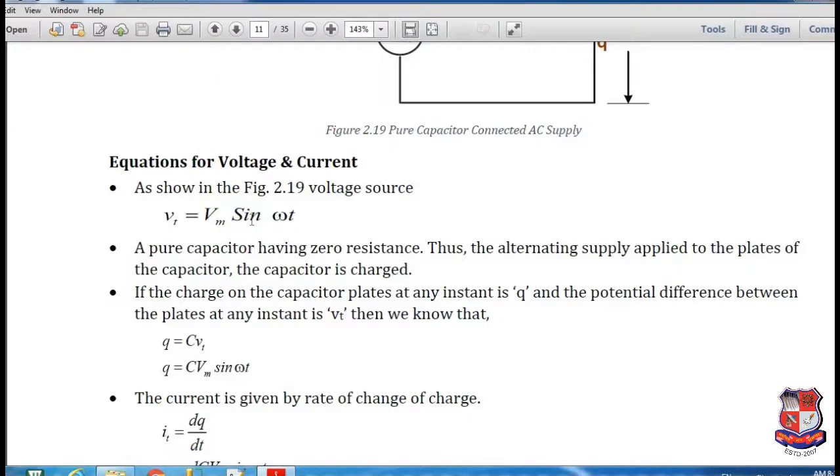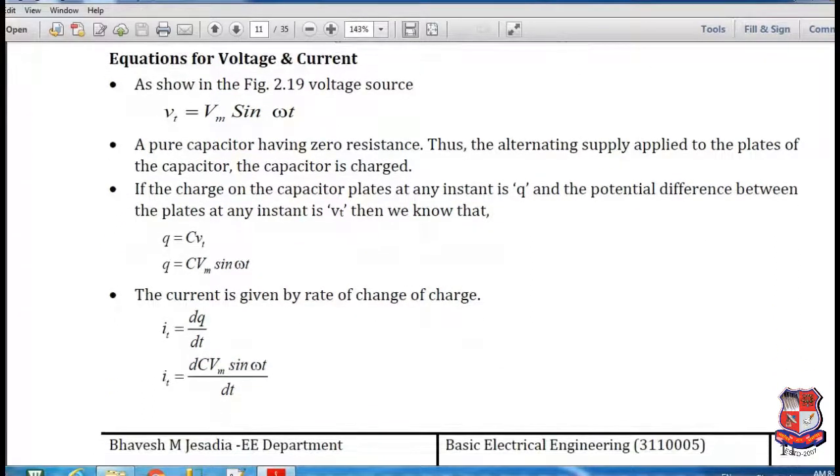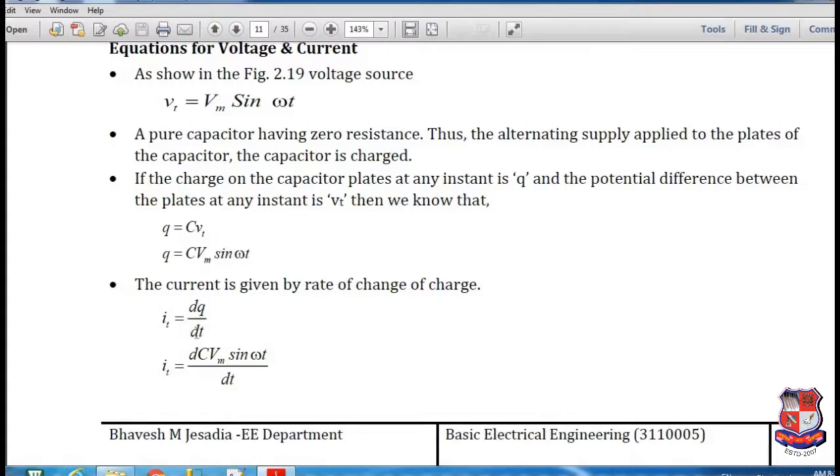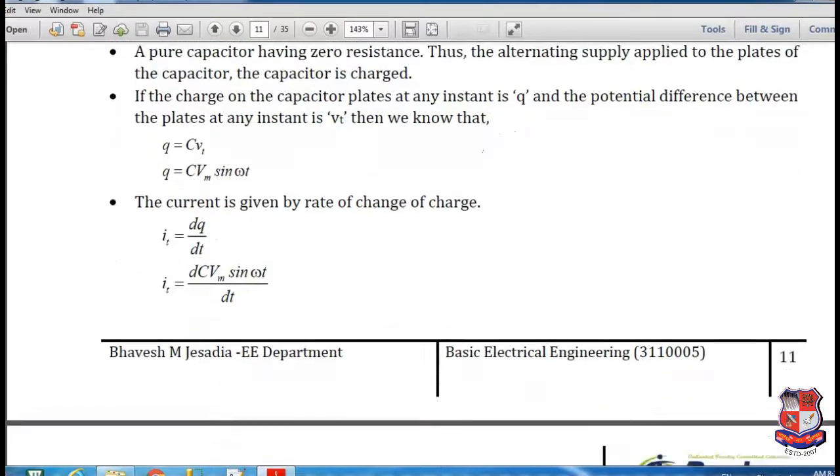Now as we all know, if the charge on the capacitor plate at any instant is q, and the potential difference between the plates at any instant is v, then q = Cv, where v is also considered as Vm sin omega t. Now current is given by the rate of change of charge. So i = dq/dt. Just put the value of q over here, that is equal to C Vm sin omega t.